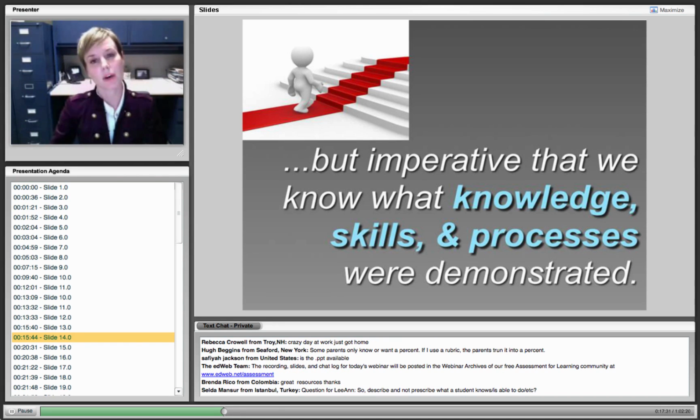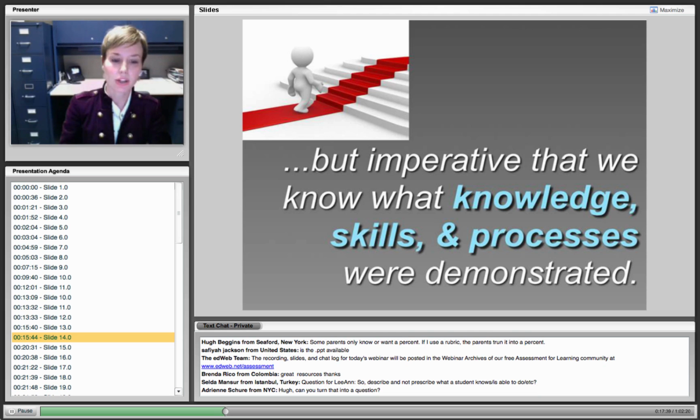And it's important to know that some of the assessments you design, you're scoring on multiple standards, and that's fine. I can give a 1, 2, or 3 on how well they wrote the goal, and I can give a 1, 2, or 3 on how the intervention strategies look. So describe and not prescribe. I like that, Cell, to describe and not prescribe what a student knows and is able to do.